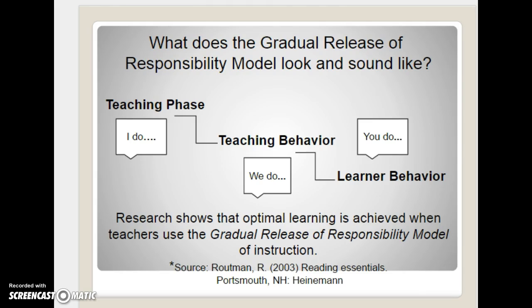The gradual release of responsibility model of instruction has been documented as an effective approach for improving literacy outcomes for English language learners. It's pretty important stuff. Research also shows that optimal learning is achieved when a teacher uses the gradual release of responsibility model of instruction, from the teaching phase to the I do, the teaching behavior, which is the we do, and the learner behavior, which is the you do.